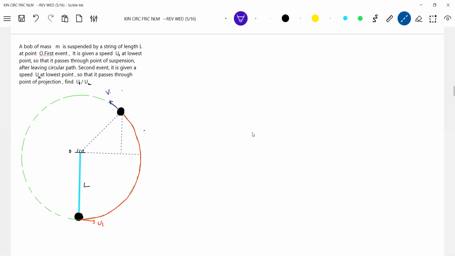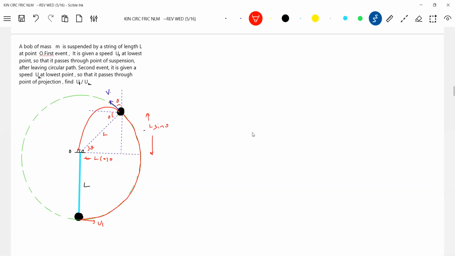Let's take this one. What is the condition given? After leaving the circular path, it has to pass through projectile motion and it should come like this. What should be the speed u1? I think you know most of the basic ideas. If I take this as theta, this as theta, this as theta, and this length is L, what is the length it should cover? L cos theta. This will be L sin theta.